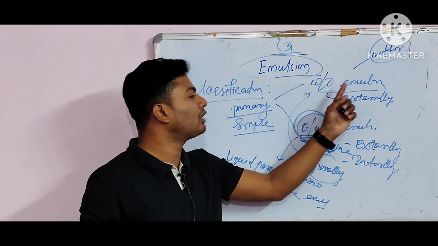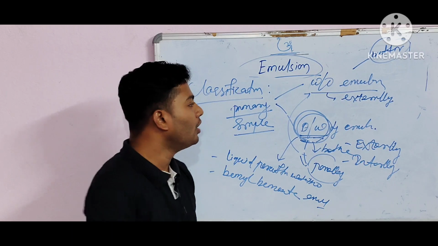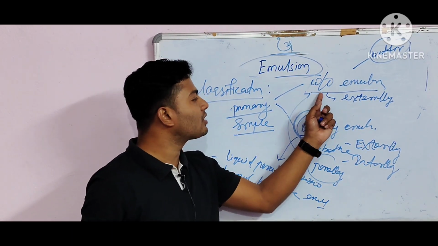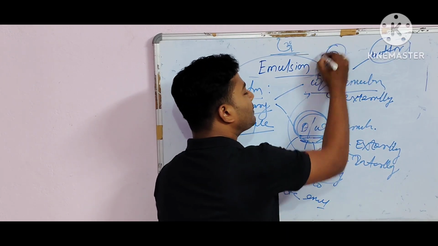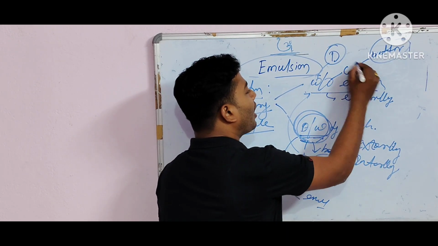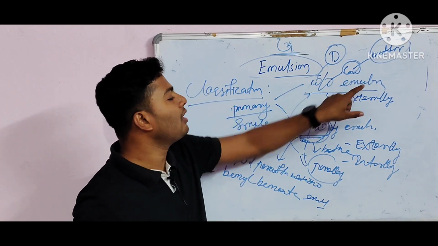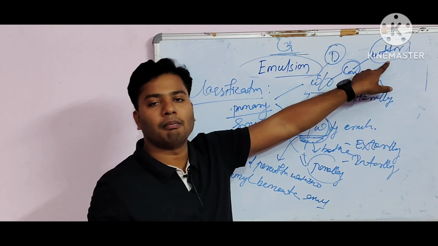One is the W/O type of emulsion, another one is the O/W type of emulsion. In the W/O type of emulsion, water is the dispersed phase and oil is the continuous phase. Okay, and this W/O type of emulsion is used externally. Clear? And the example is butter.